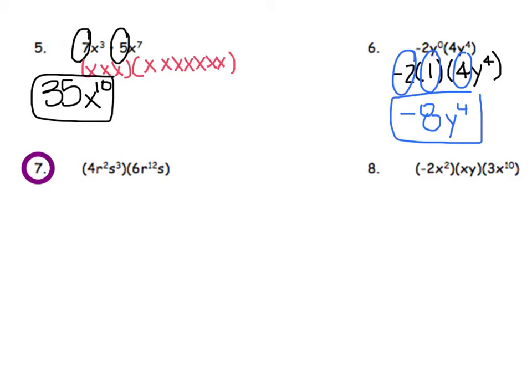Let's look at number 8. Okay, it has 3 parts to it, so I'm going to expand it out. Okay, so I have negative 2x squared, xx, times xy. That's already expanded for me. Notice those are little ones with it. And then the last part is 3, and then I have 10 x's.